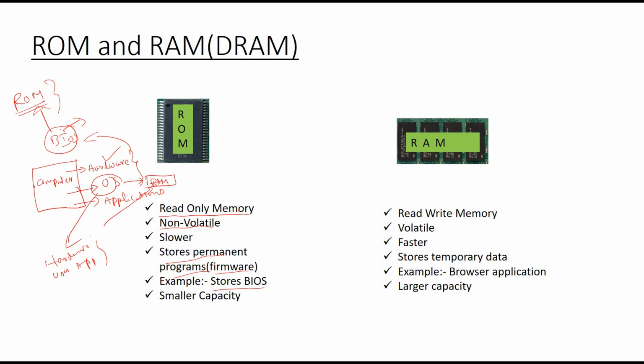So now let us discuss RAM. RAM is also called random access memory, and also read-write memory. That means we are able to read as well as write data or programs to the memory. Generally, the CPU will read the instructions from RAM and execute them.